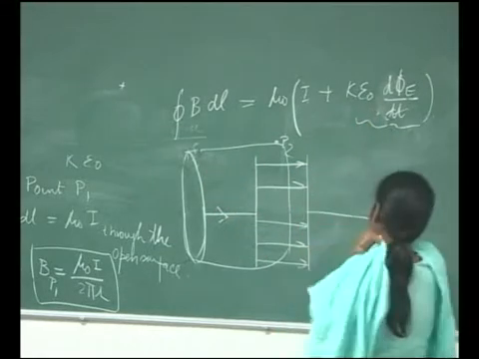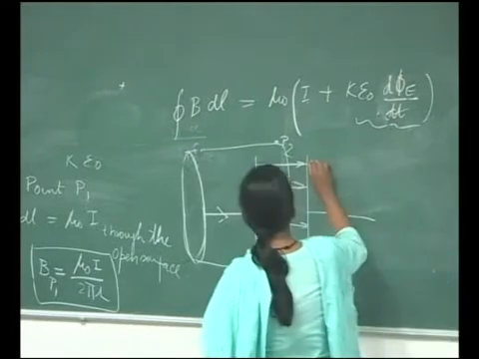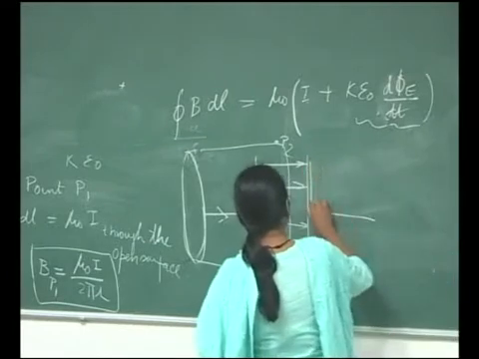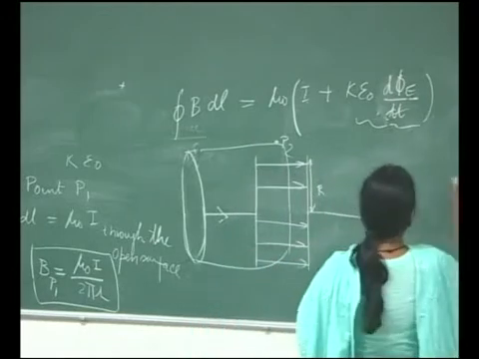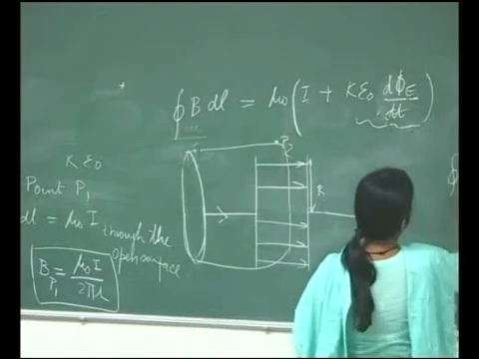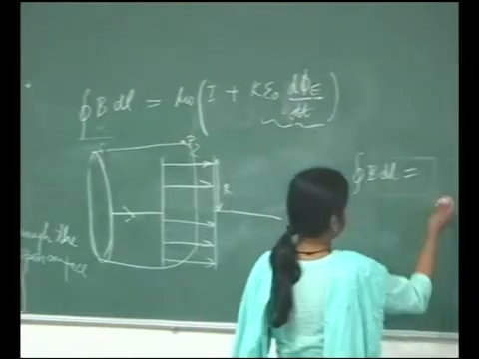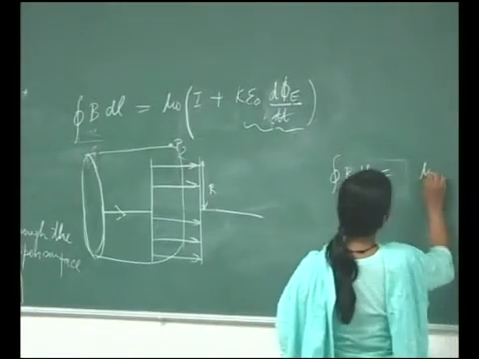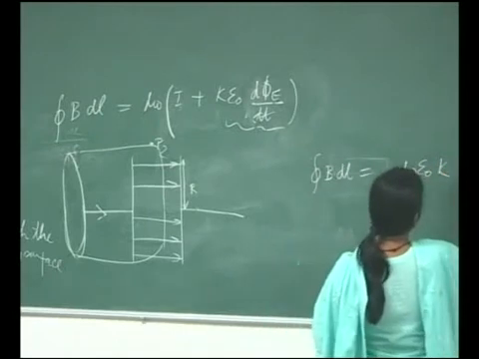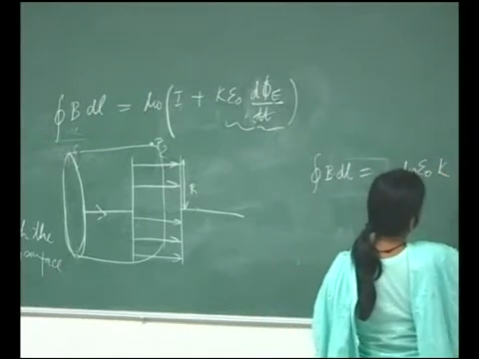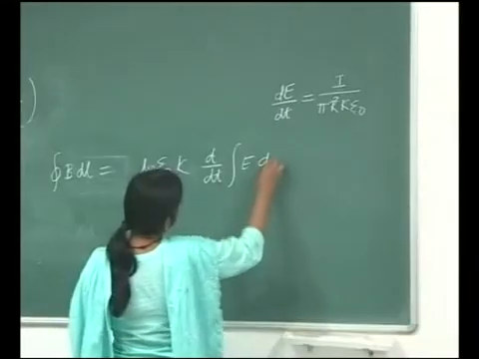So, now let this radius be r. Okay. So, my Ampere's law now looks like this. It is mu naught epsilon naught k d phi e. So, I will write it like this, d by dt integral E dot dA.